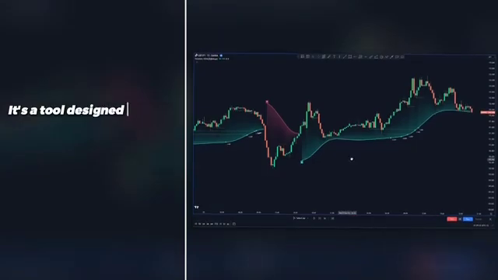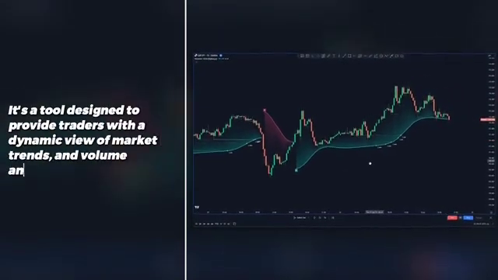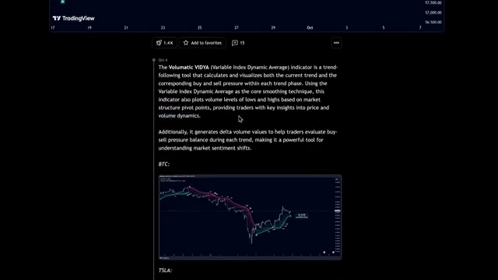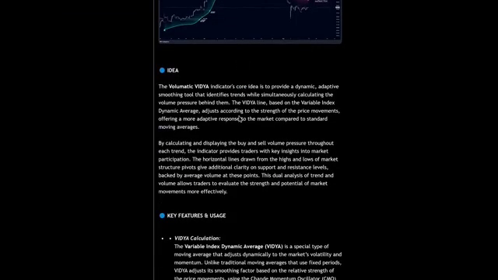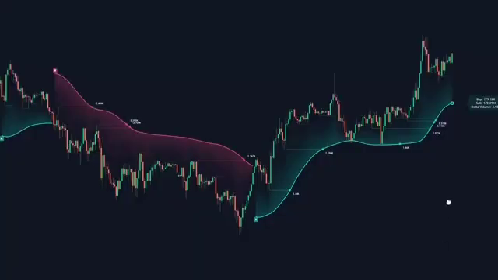Well, it's a tool designed to provide traders with a dynamic view of market trends and volume analysis. By combining the adaptability of the variable index dynamic average with volume analysis, it offers insights into both the trend direction and the underlying strength of price movements. In short, it not only identifies trends in the market, but also visualizes buying and selling volumes within each trending phase. This indicator is made up of the following components.